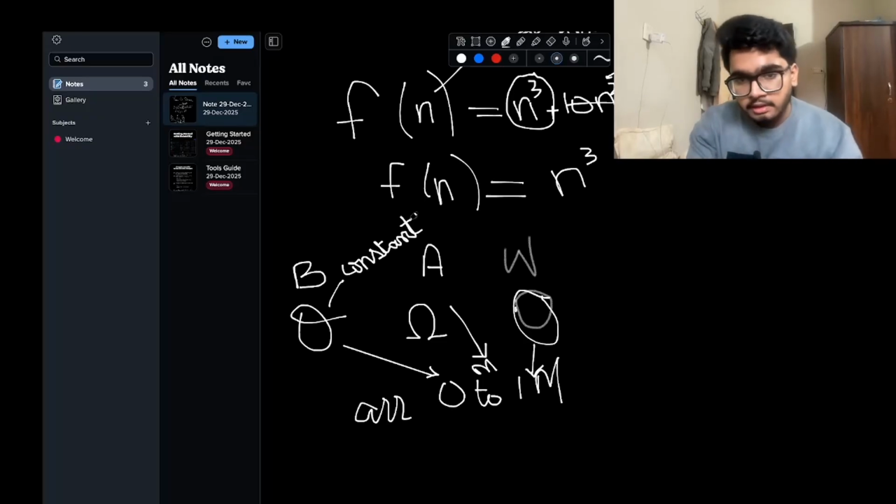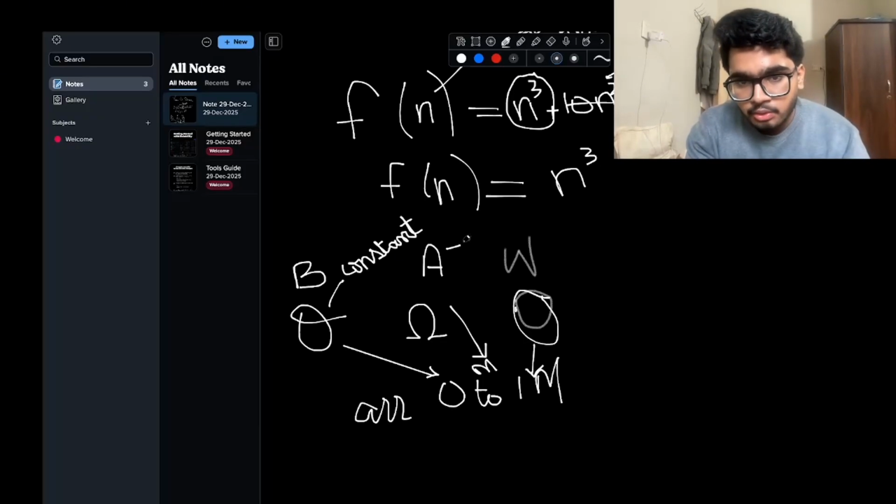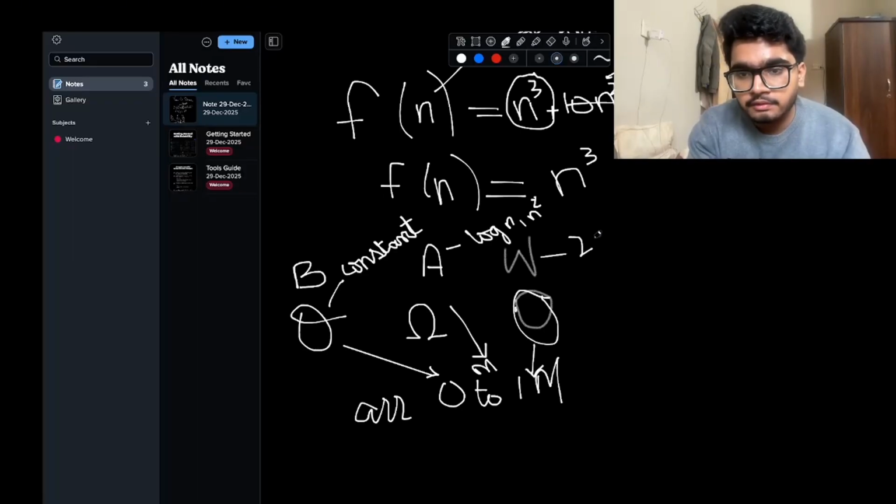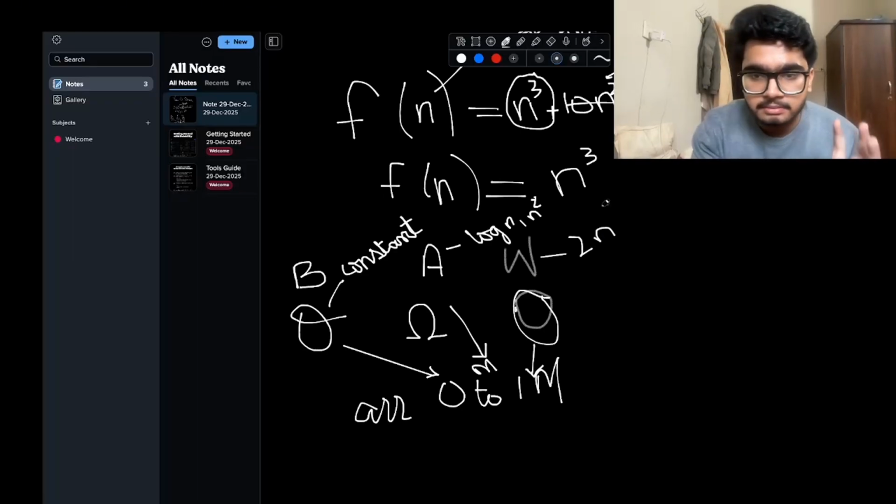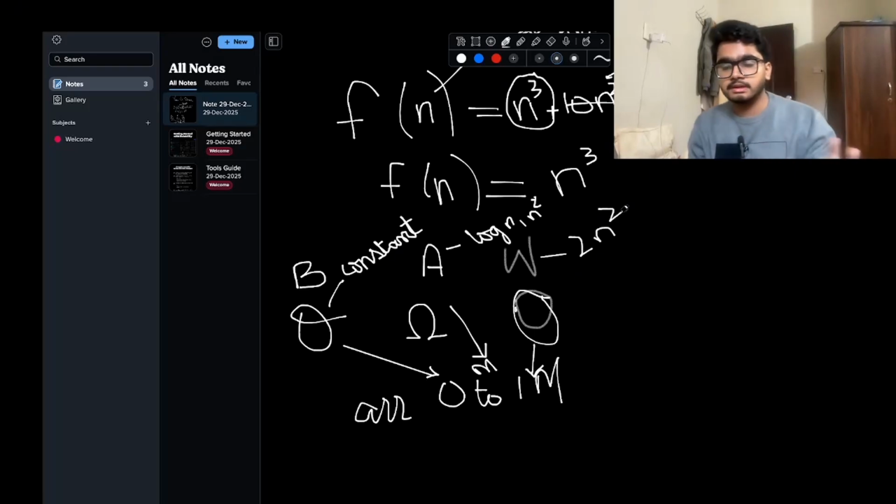And the average case can be equal to log of n, or n, or n square and much more. But the worst case can be 2 to the power n, or something like 2 to the power n square, or something like this.